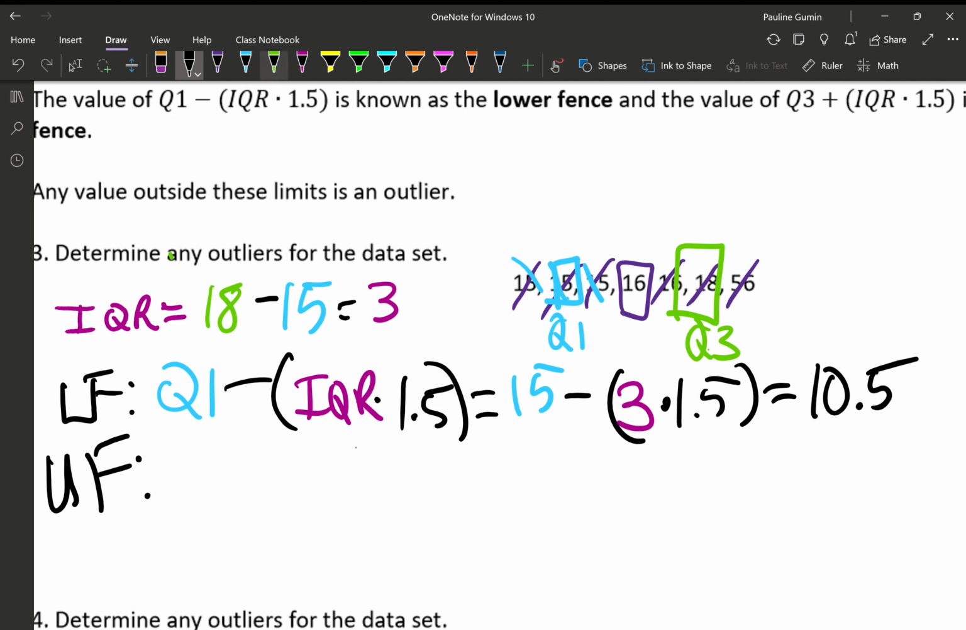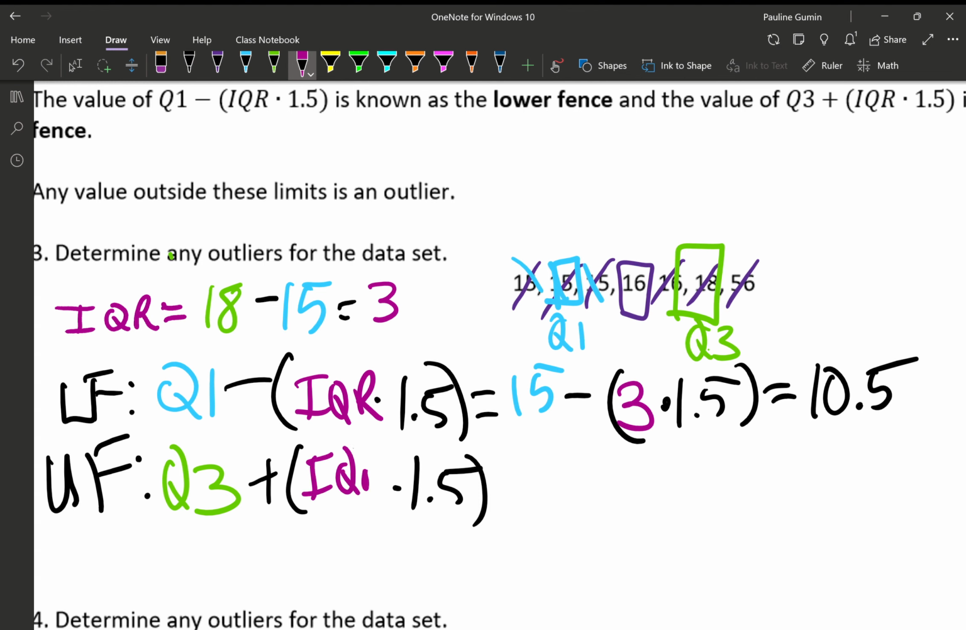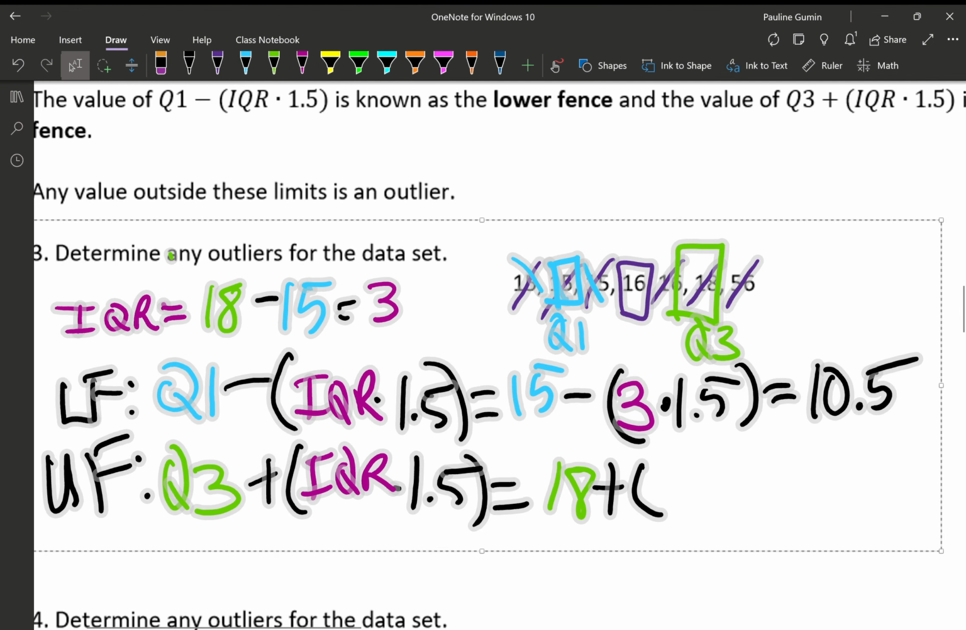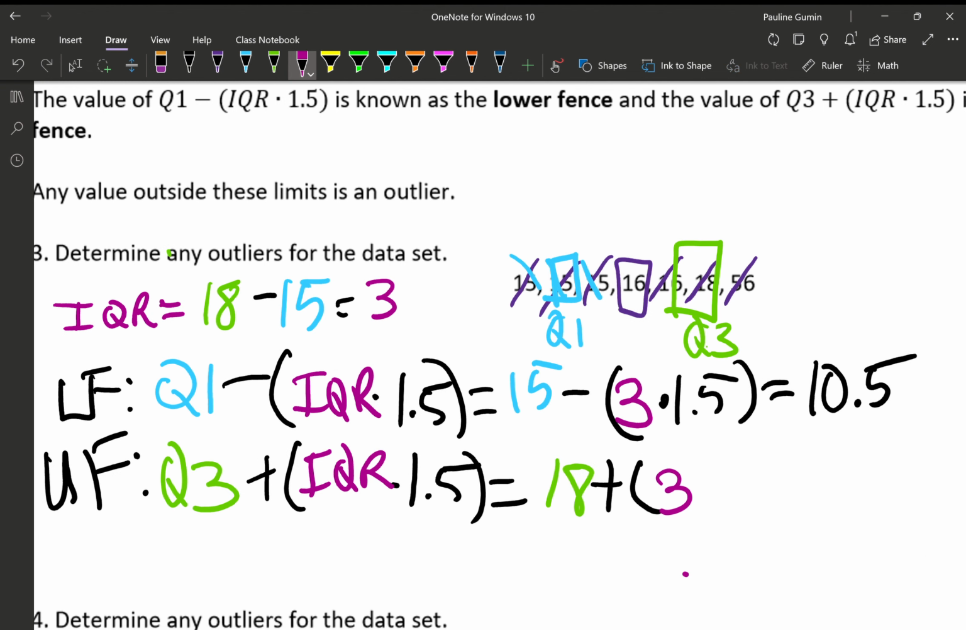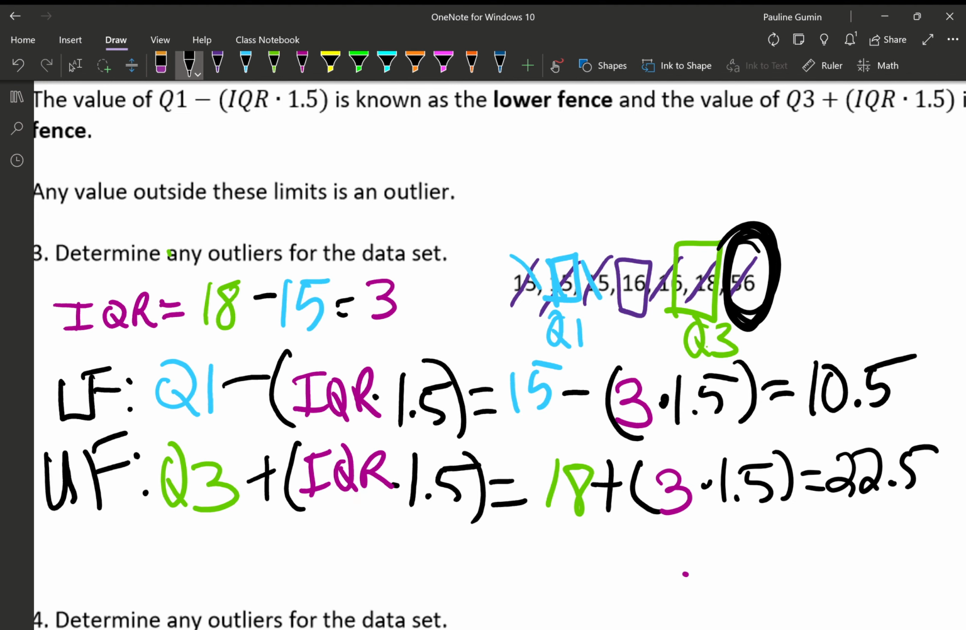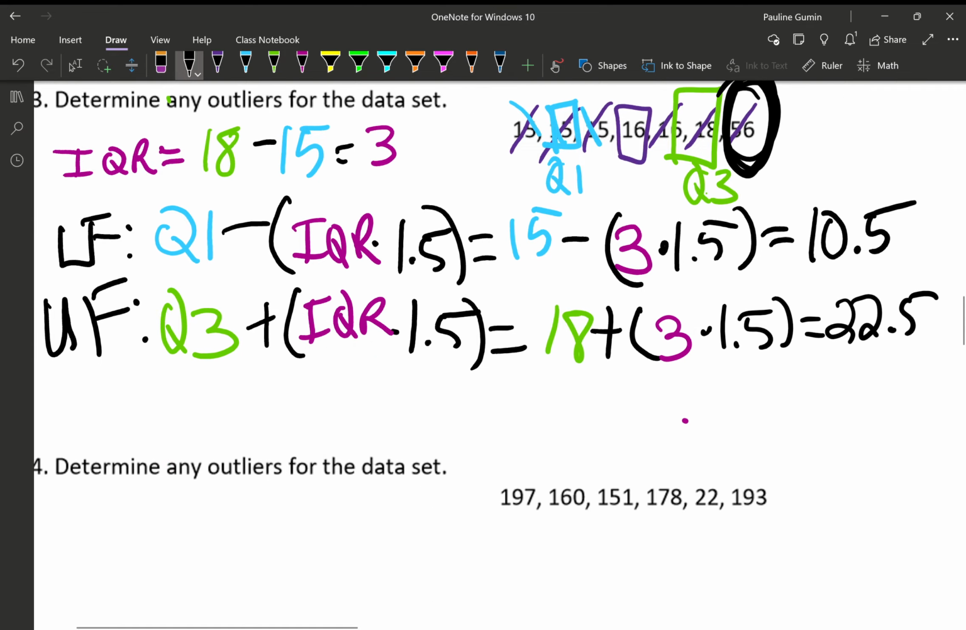Let's do the upper fence. The upper fence is Q3 plus our IQR times 1.5. So let's fill that out. Q3 is 18 plus our IQR is 3 times 1.5. That all goes into your calculator and we get 22.5. Do we have a number larger than 22.5? We sure do. It's 56. So in this case, 56 is our outlier. And again, this was obvious. It's not always going to be obvious.